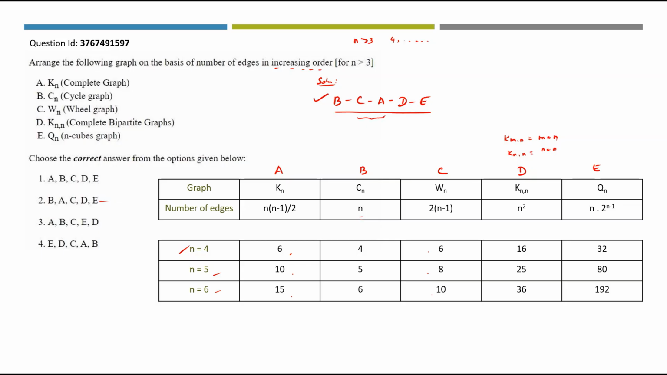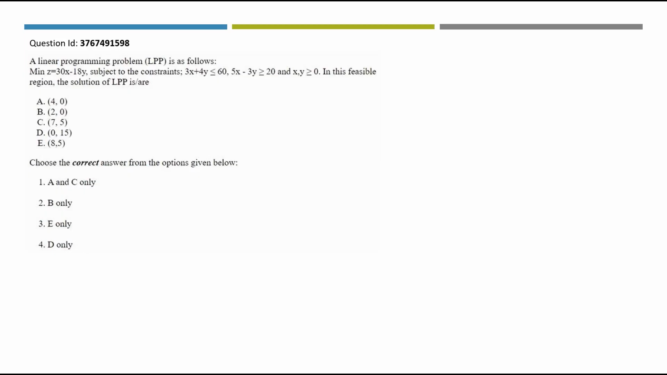Next question. A linear programming problem is as follows. A minimization problem is given here. Minimize z = 30x - 18y subject to the constraints 3x + 4y ≤ 60, 5x - 3y ≥ 20 and x, y ≥ 0. In this feasible region, the solution of the LPP is or are. So either one option can be the solution or two options can be the solution.